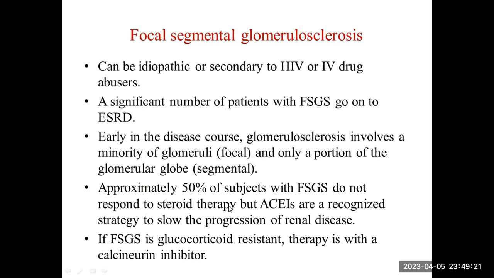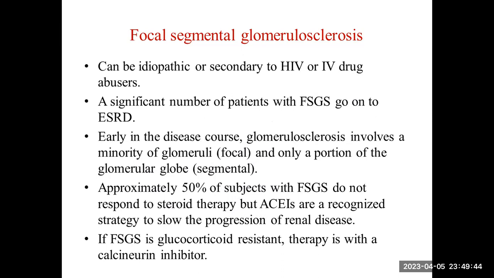When we talk about the treatment in focal segmental glomerulosclerosis, again, the prognosis here is poor when you compare it to minimal change disease, for example. 50% of patients actually do not respond to steroid therapy. So what you will do is, you have to control proteinuria with an ACE inhibitor, and if there is nephrotic syndrome, you have to consider symptomatic treatment for nephrotic syndrome.